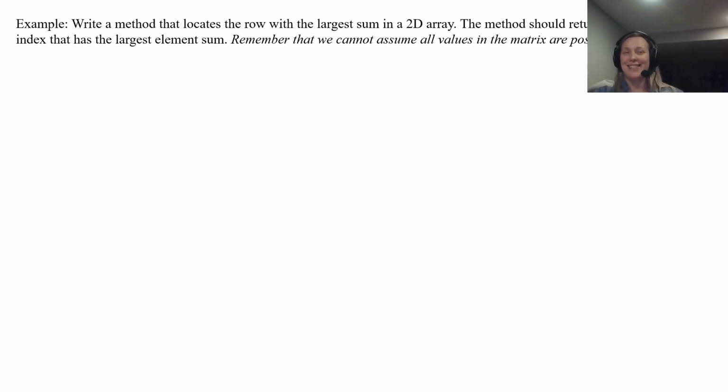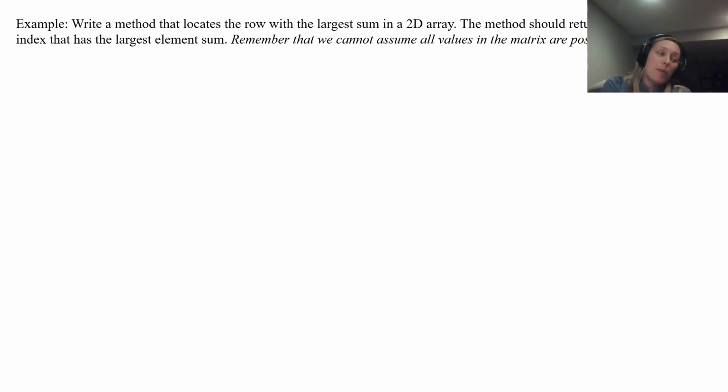Write a method that locates the row with the largest sum in a 2D array. This method should return the row index that has the largest element sum. So you're going to add up all of the elements in a row and then return which of those is the largest. And there's a little note there that says, remember, we cannot assume that all values in the matrix are positives. I'll explain why we have to keep that in mind in a moment.